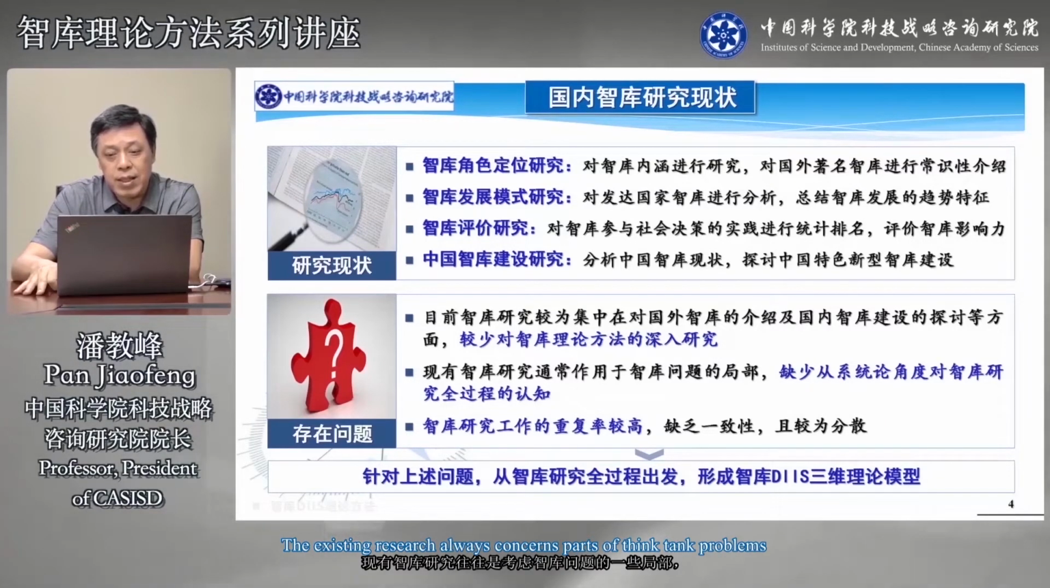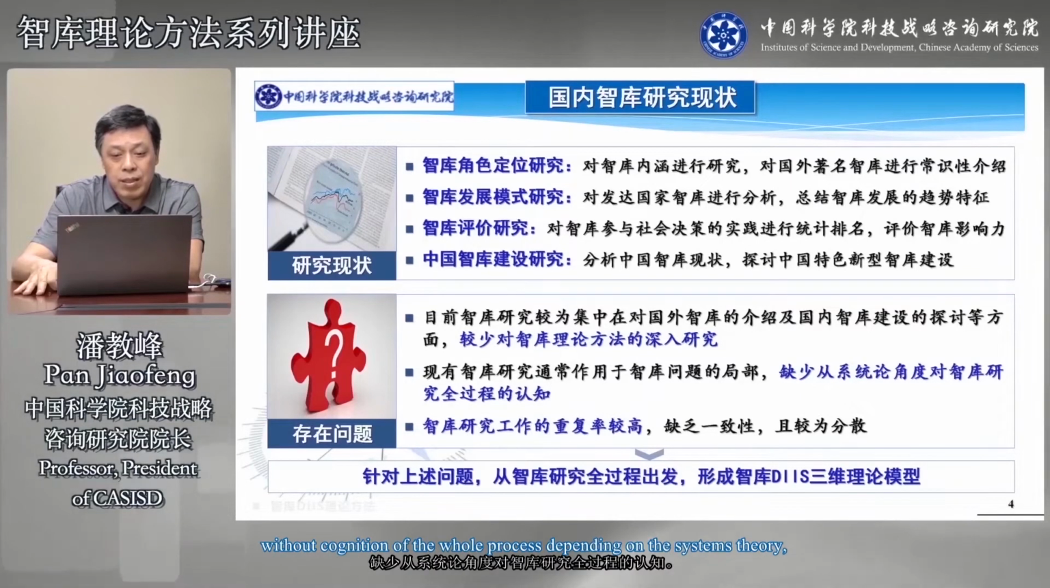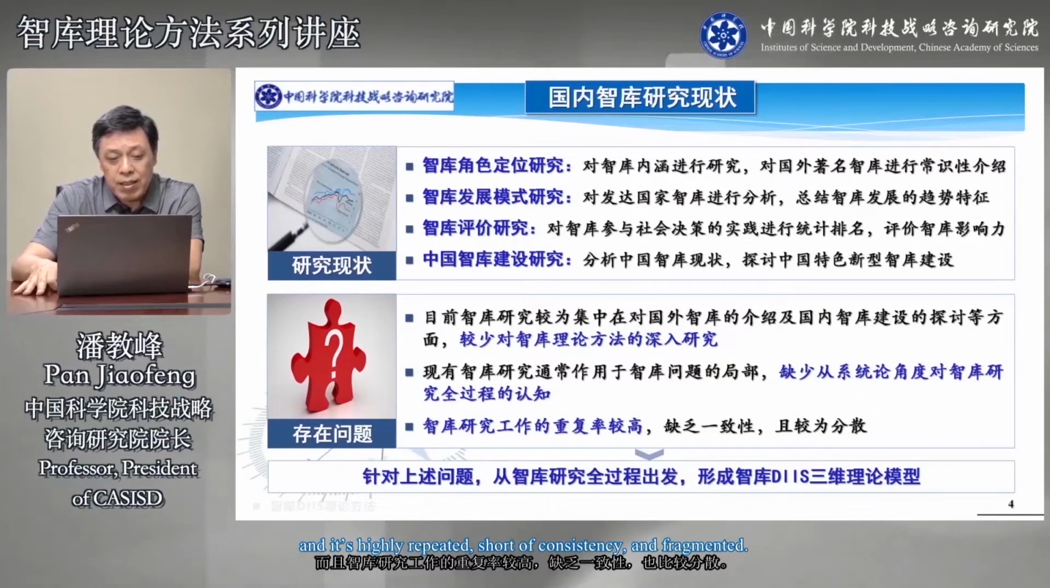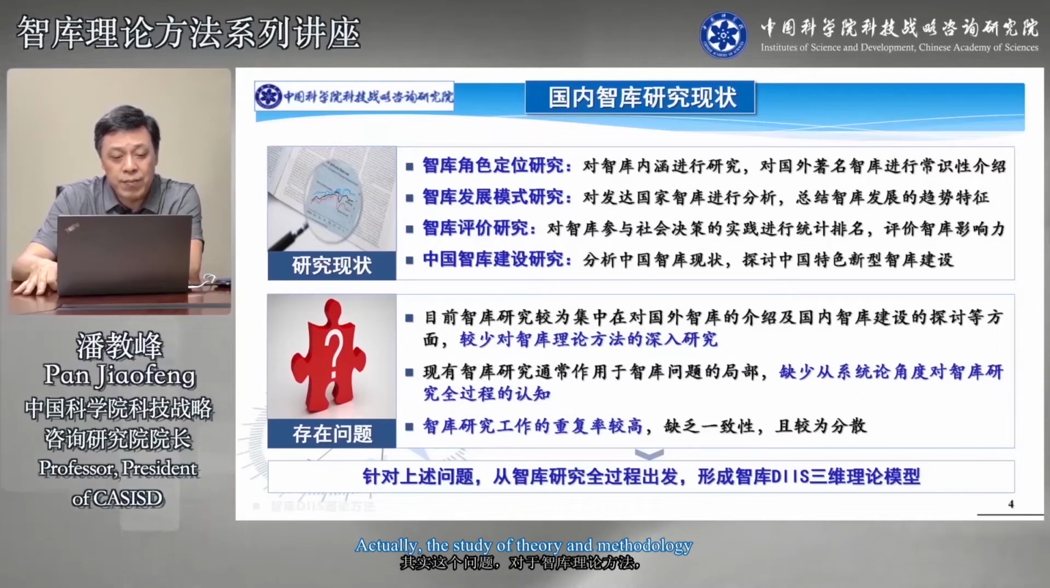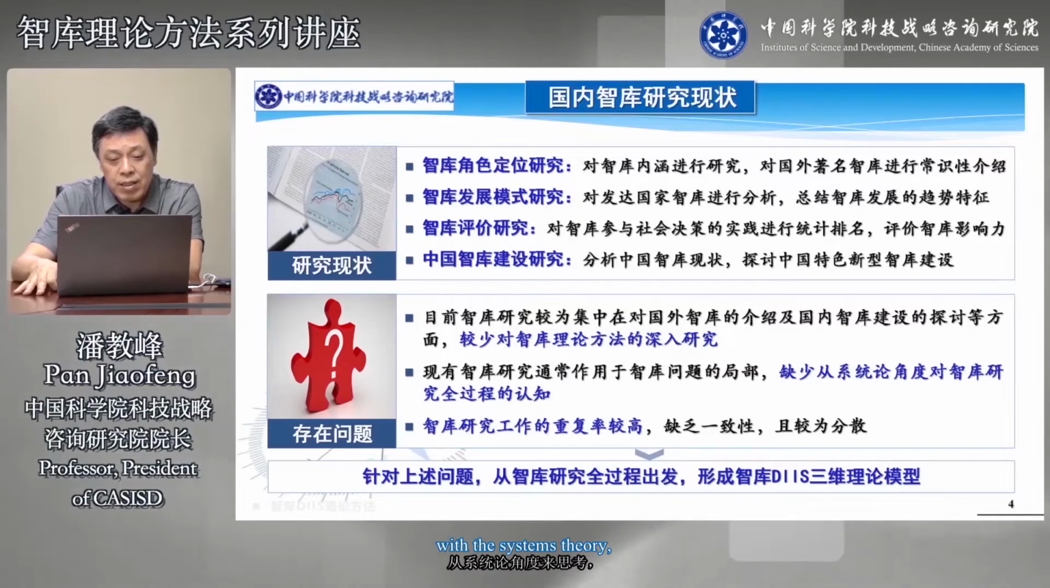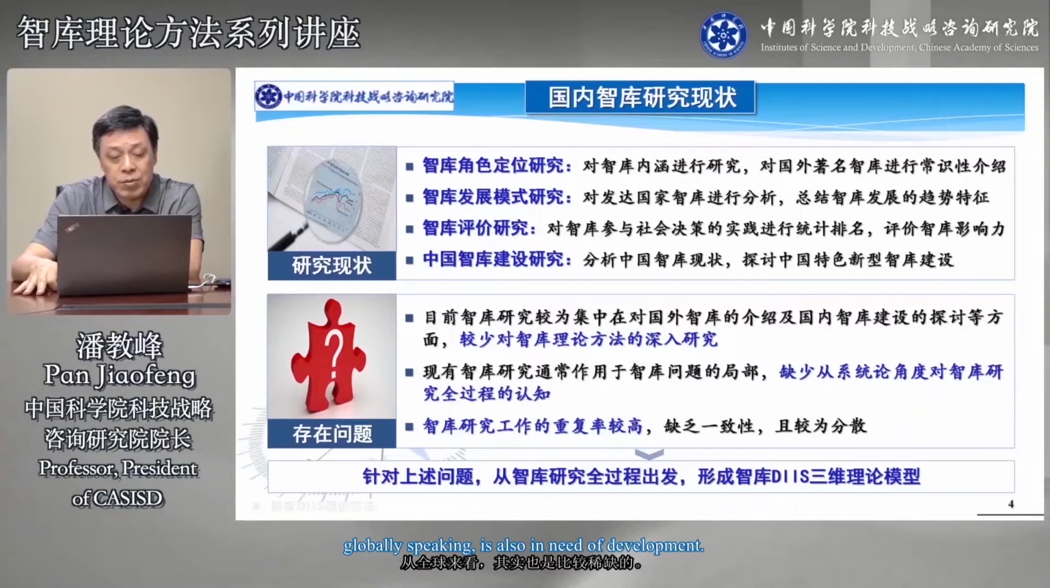The existing research always concerns parts of think tank problems without the cognition of the whole process, depending on systems theory, and is highly repeated, short of consistency and fragmented. Actually, the study of theory and methodology with systems theory, globally speaking, is also in need of development.